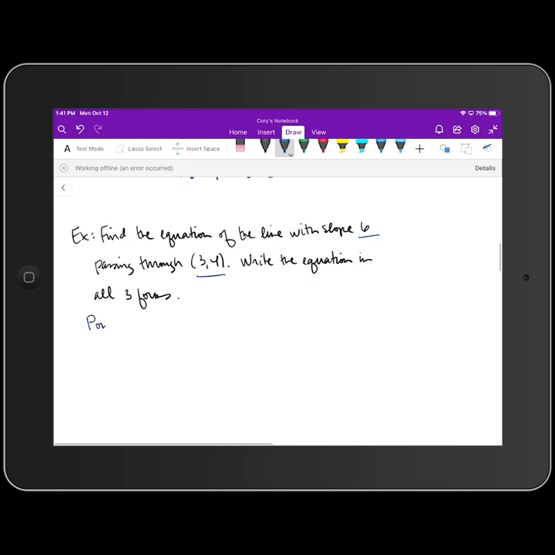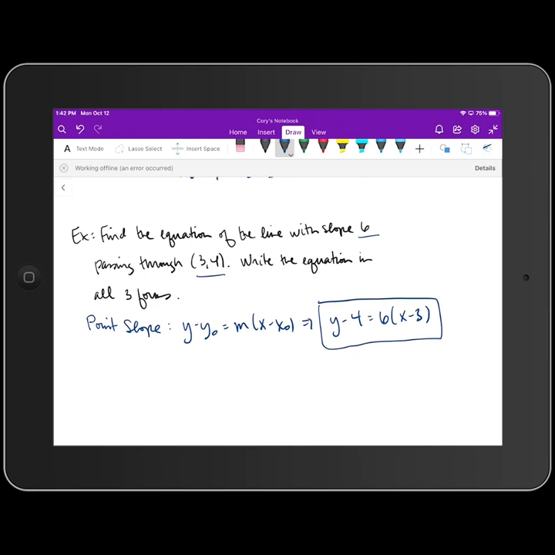So for point-slope, we're just going to plug that into our point-slope formula, which is y minus the y-coordinate is equal to the slope times x minus the x-coordinate. Okay, so this is going to be y minus the y-coordinate of our point, 4, is equal to the slope 6 times x minus the x-coordinate 3. All right, so that right there is going to be our equation in point-slope form.